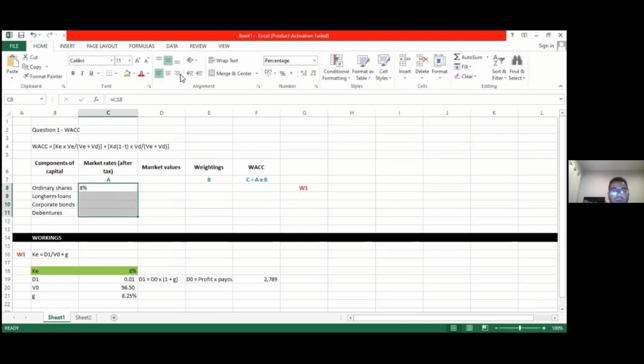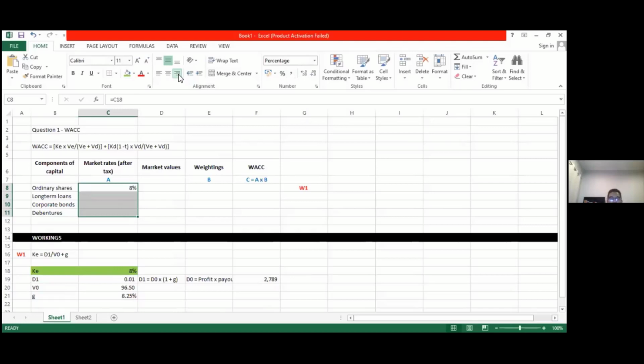Now we can work out the market value for ordinary shares. Remember, to calculate the market value for ordinary shares, it's either given or you have to calculate it. It was not given, so we have to calculate the market value of ordinary shares.